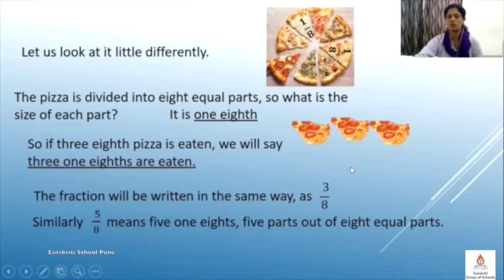Similarly, 5 upon 8 means 5 times 1/8. This is 3 times 1/8. Let's continue further. And this is your fourth 1/8. And this is your fifth 1/8. So 5 parts out of 8 equal available parts you have eaten.